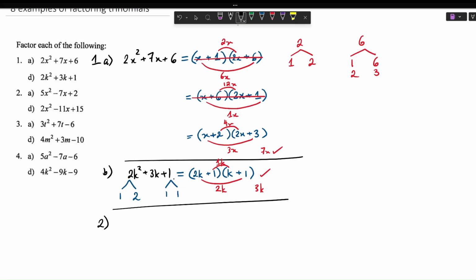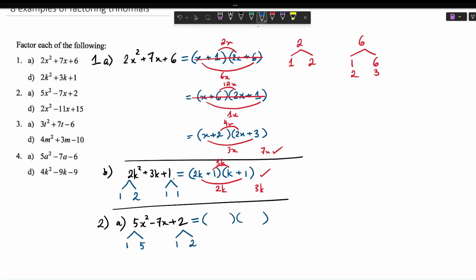Okay, number 2. 2a, we have 5x squared minus 7x plus 2. Again, we need to think about breaking this up into a product. In this case, 5 is just 1 times 5. And then 2 is 1 times 2. And again, we're going to do guess and check.